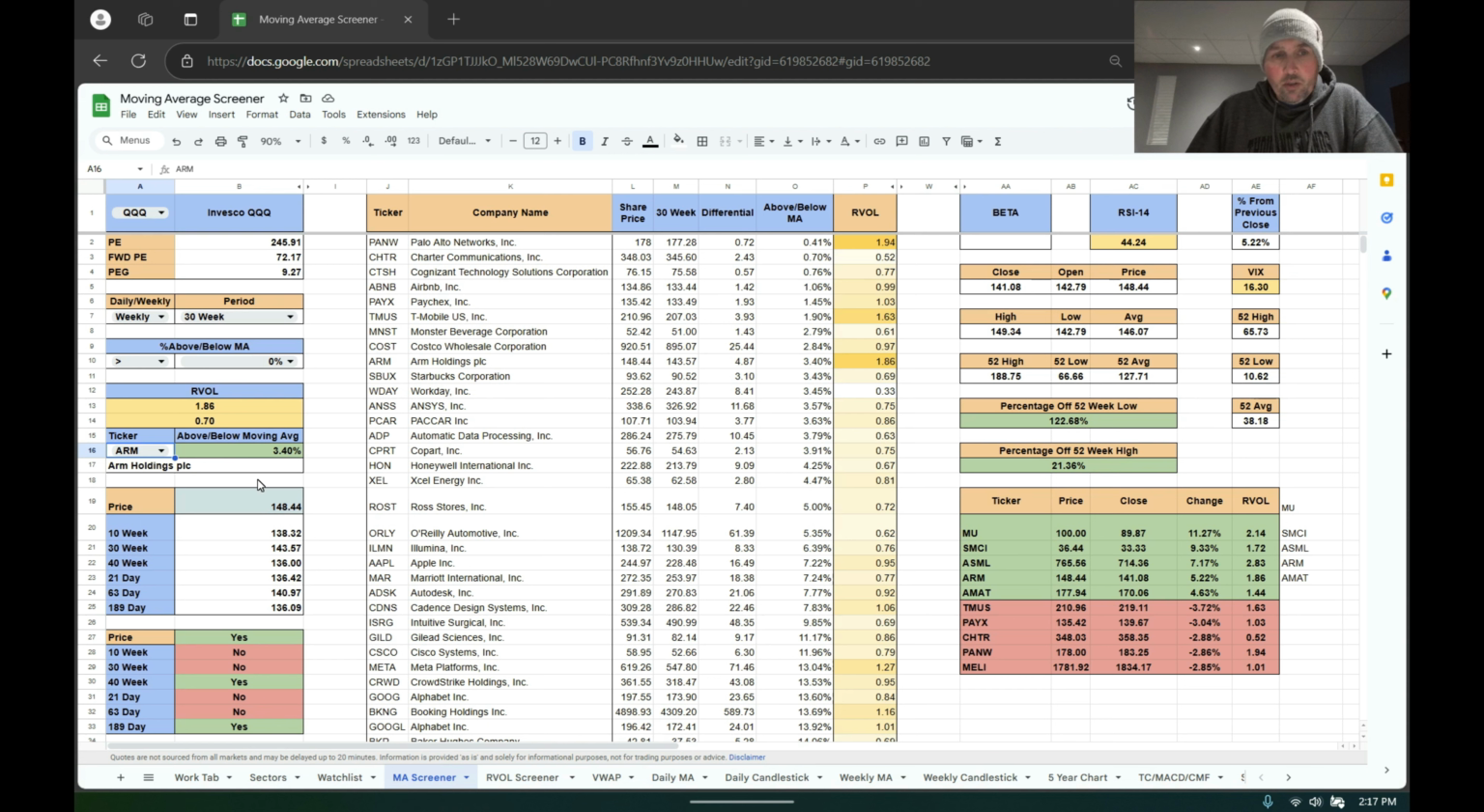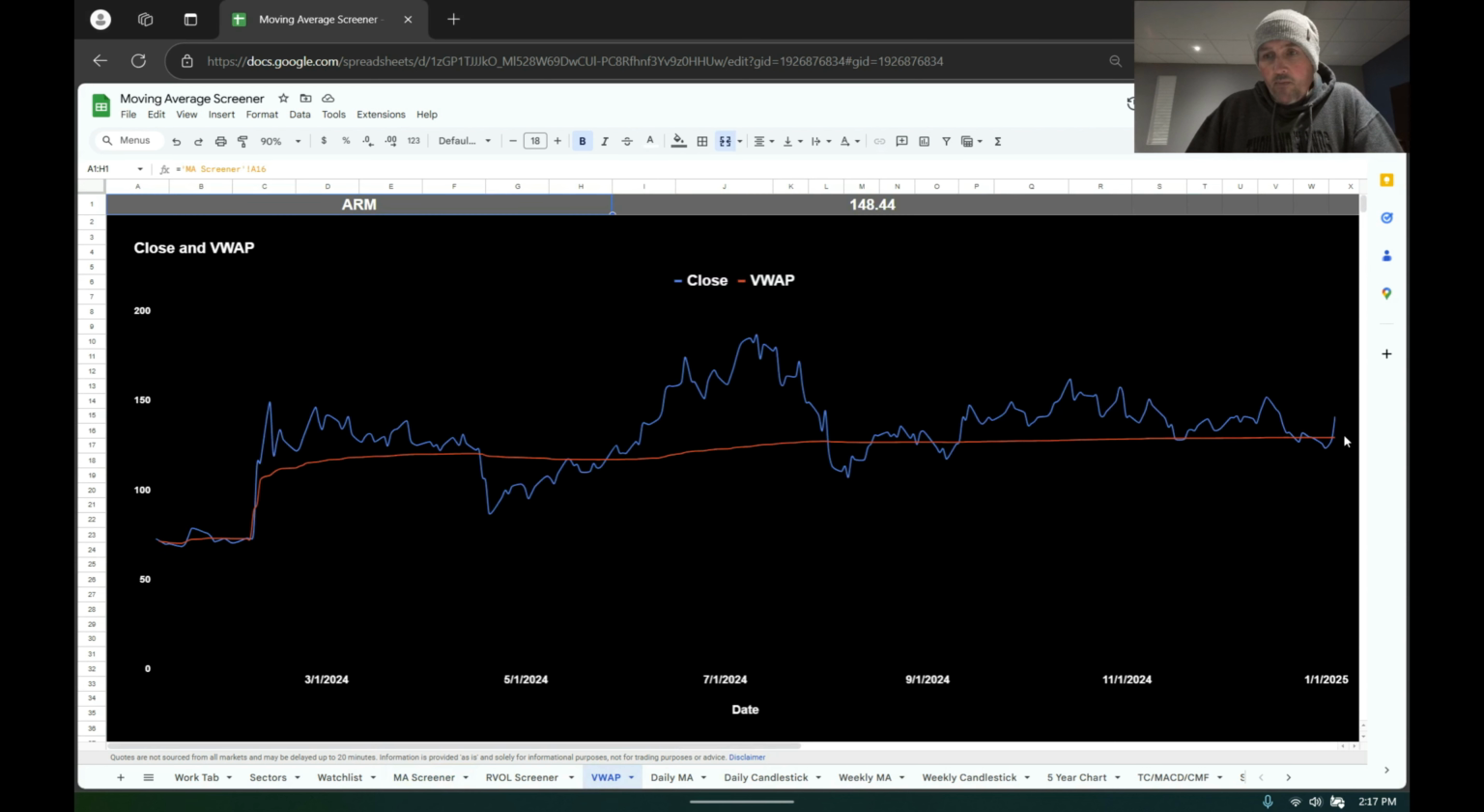We're 3.40% above the 30-week moving average. If we look at VWAP, we came below it, but we did break back above VWAP, and we're heading up, and we're going to be up higher even today. So this was 141 we closed on Friday, and we're at 148.50. So this is trending back up.